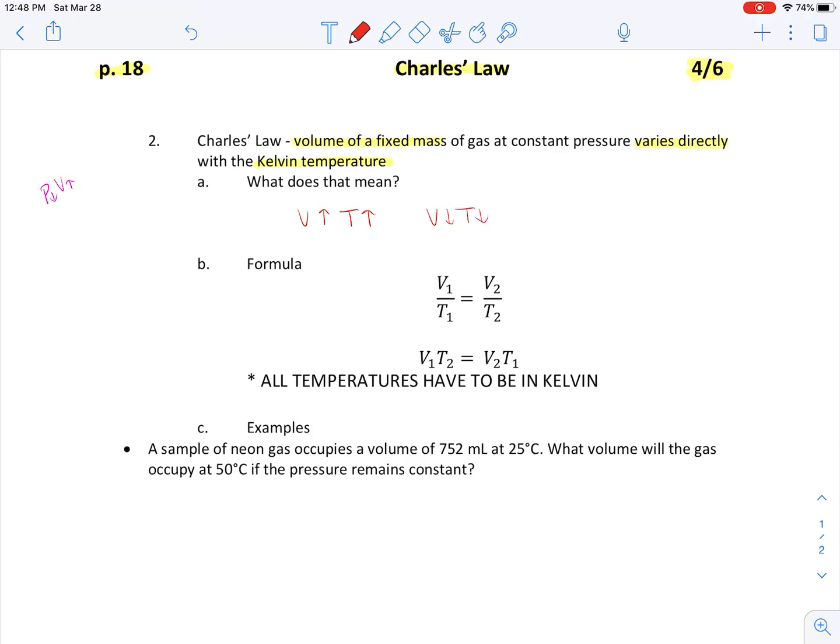A very good thing to think about here is a hot air balloon. The reason a hot air balloon rises is because you heat up that air and it expands. So as we heat up the air is moving faster, obviously, and so it expands out.